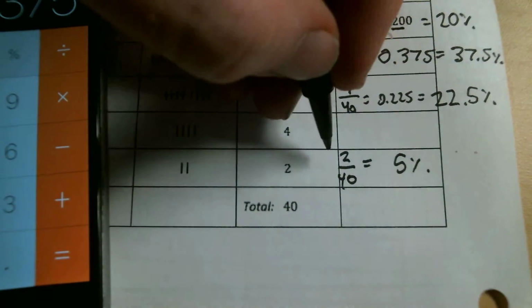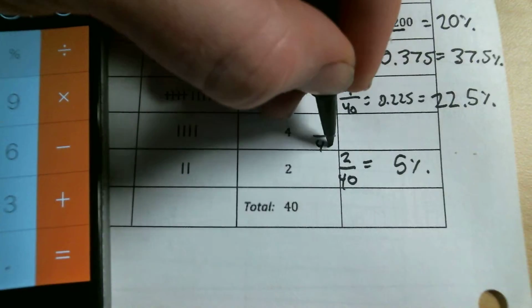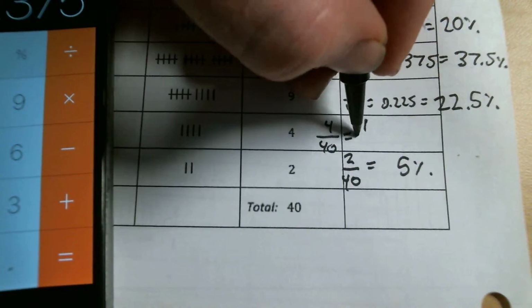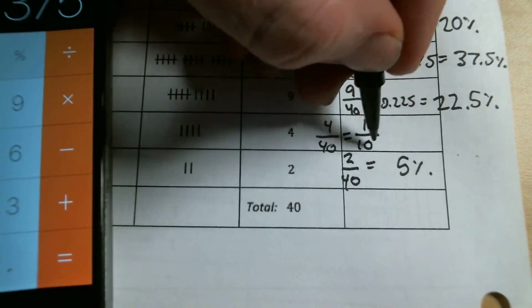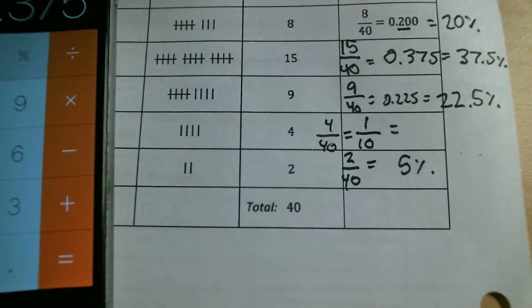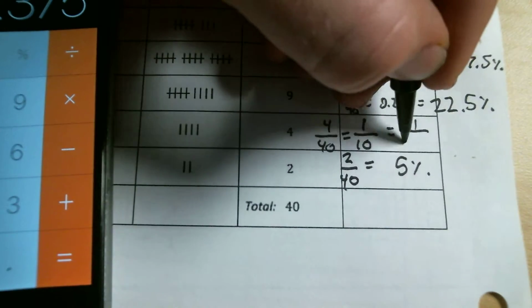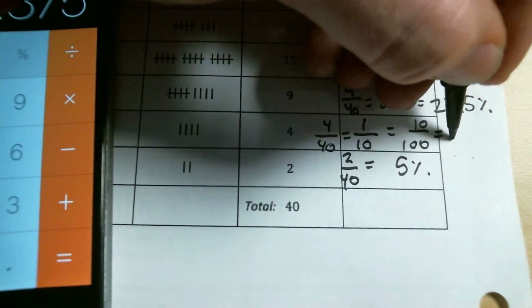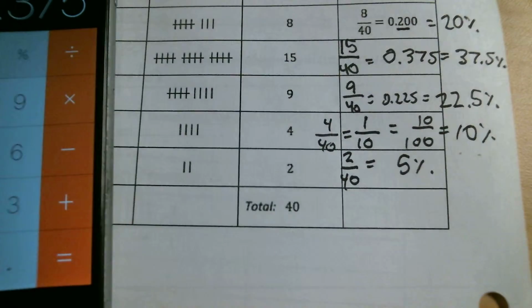Now 4 out of 40, this one's a little easier because it's 4 out of 40. And you don't actually need to type that one in because you know that 4 divided by 4 is 1, and 40 divided by 4 is 10. 1 out of 10, that's the same thing as 10 out of 100. I'm just using what I know about fractions here. So that would be 10%. So I just found that a different way.